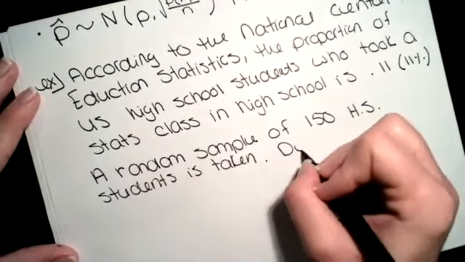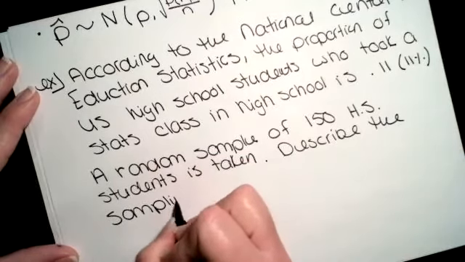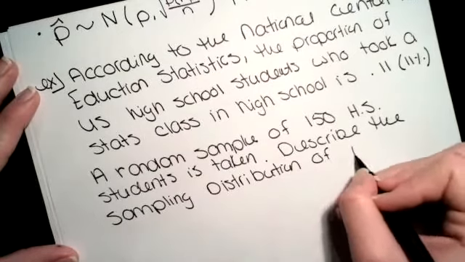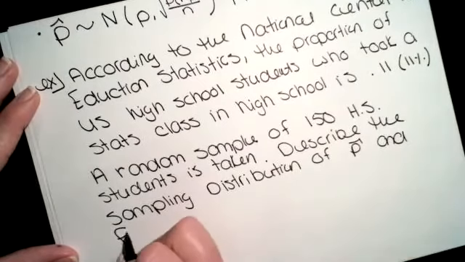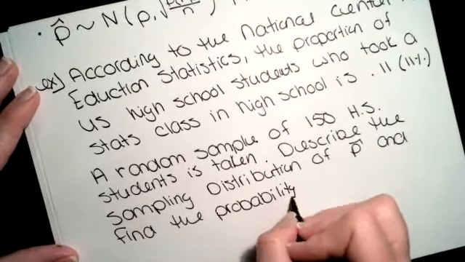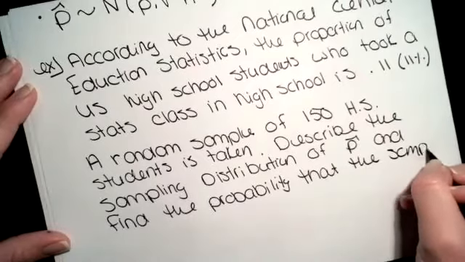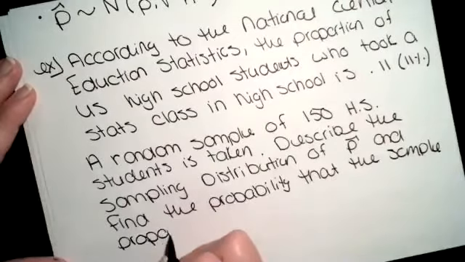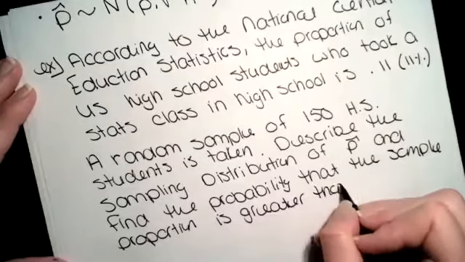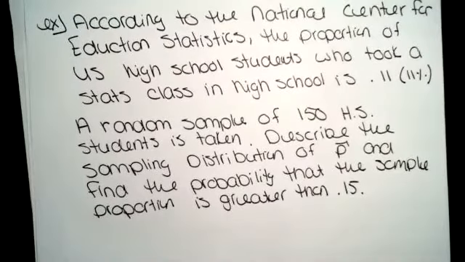Let's describe the distribution of p hat, and let's find the probability that the sample proportion is greater than 0.15. Okay, so it's like a lot to take in.